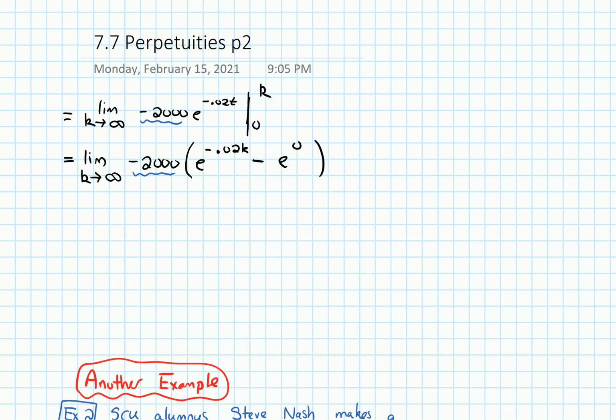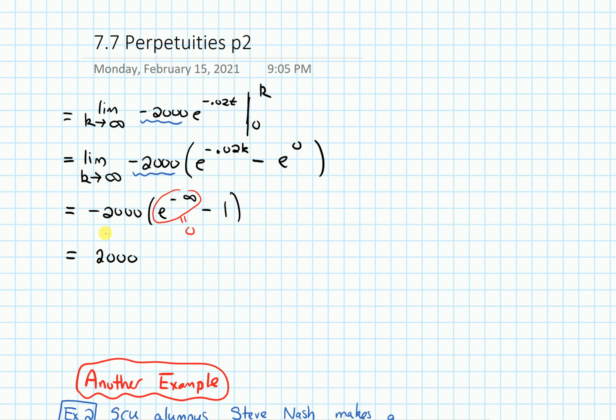Okay, so from here, I am ready to evaluate this limit. And with the limit, the first thing I typically do is plug in and see what happens. So that's going to give me negative 2000 times e to the negative 0.02 times infinity, which is negative infinity, and then minus e to the 0, which is 1. And e to the negative infinity, we've seen this before a couple times now, is equal to 0. Okay, so simplifying this, we get negative 2000 times negative 1, which is 2000.